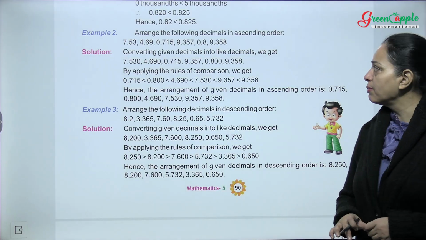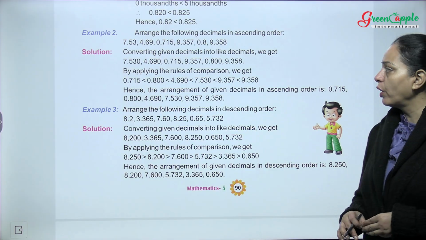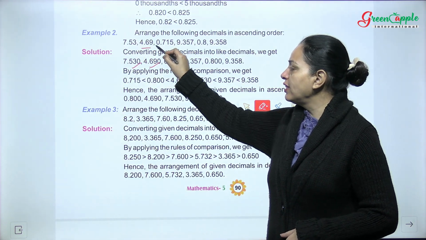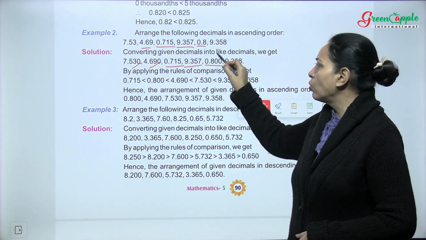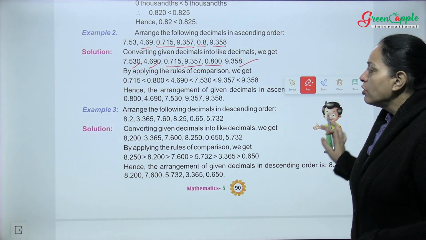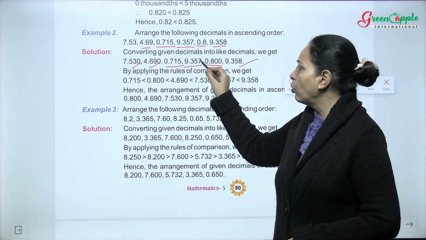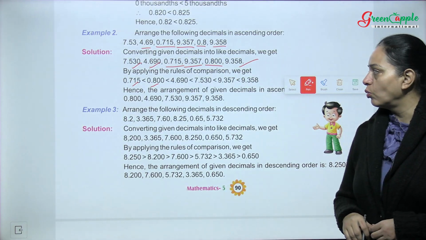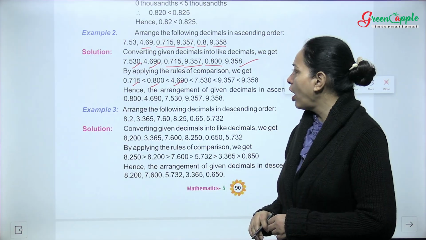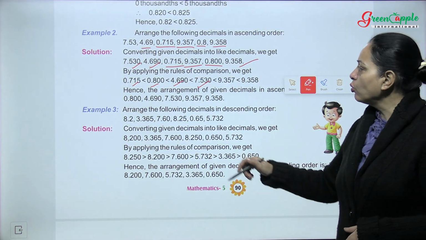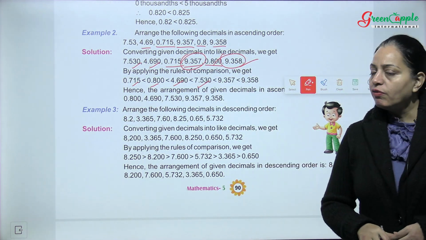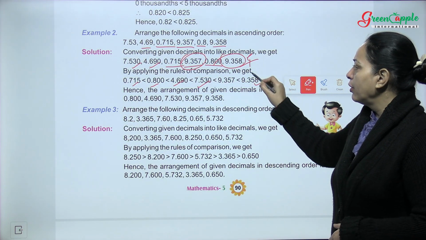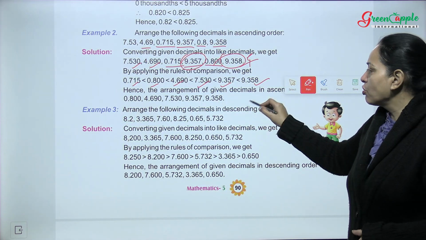Now the second example: arrange these decimals in ascending, meaning increasing order. Increasing means smallest to greatest. So first convert the given decimals into like decimals. What we get: 7.530, 4.690, this as it is, this as it is, 0.800, and this one as it is. Now see the whole part. The whole part of these two is 0 and 0. Now which of these two is smaller? That is 0.715. This is less than 0.800. Now this number, 4.690. Now we have 7.530. Now we have two numbers, 9.357 and 9.358. Which one is greater? 9 same, 3 same, 5 same, 8 is greater than 7. So this is the greatest number. So this will come later, before that we have to write the other. So this is the arrangement in ascending order.